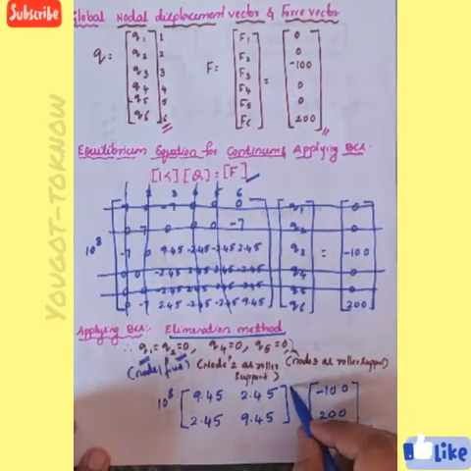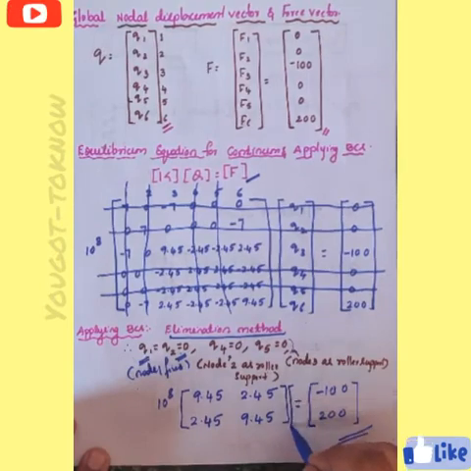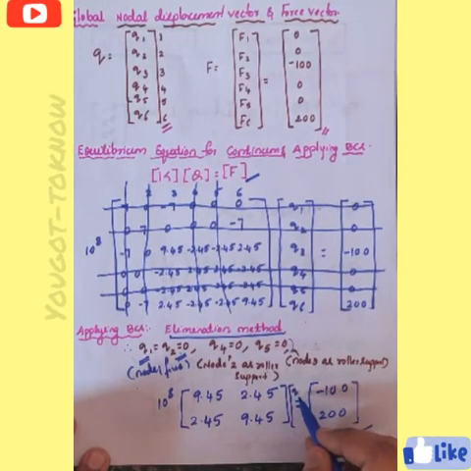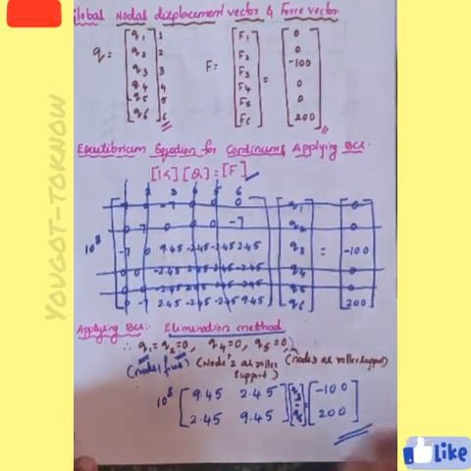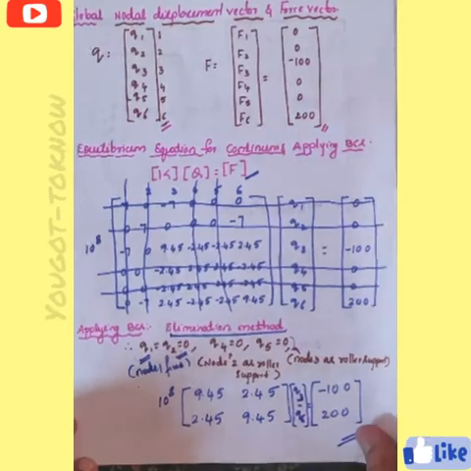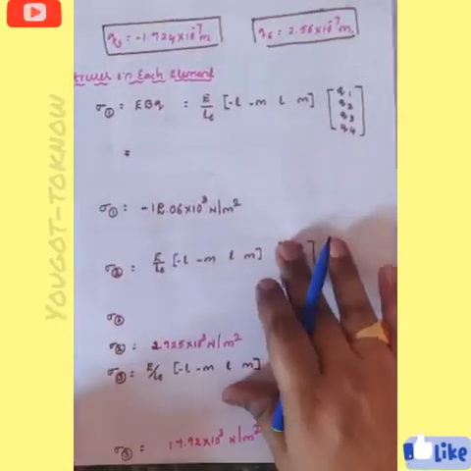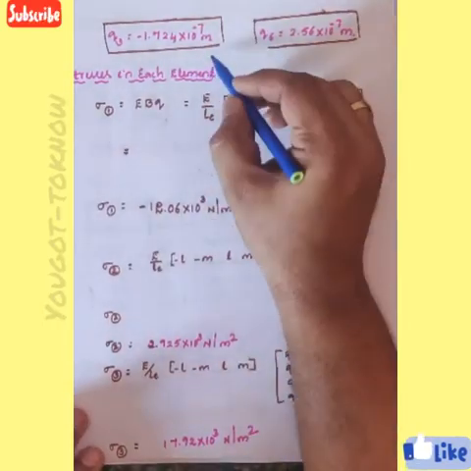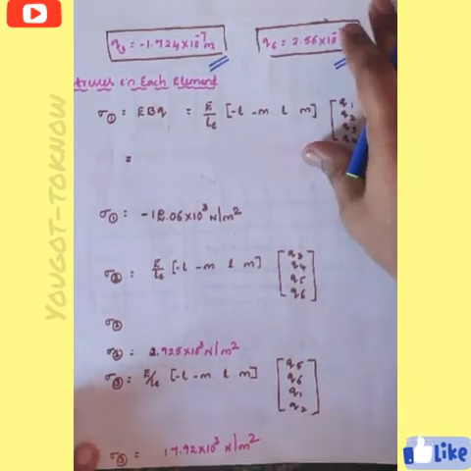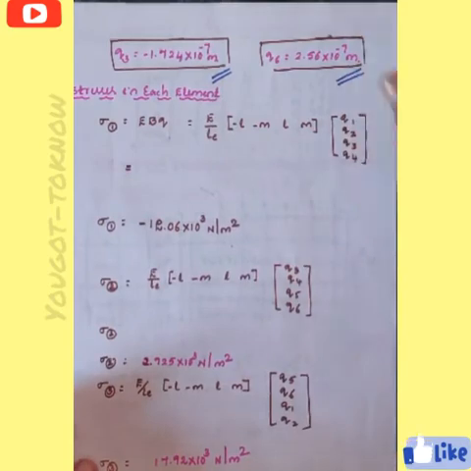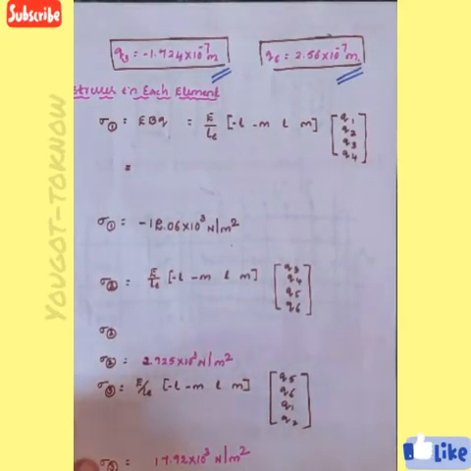Sorry, here I missed something. The displacements are Q3 and Q6 equal to this. Now if you solve these two equations, you get the solution: Q3 is equal to minus 7.247 into 10 power minus 7, and Q6 is 2.56 into 10 power minus 7, in meters. Why meters? Because all the dimensions I am using are in meters.